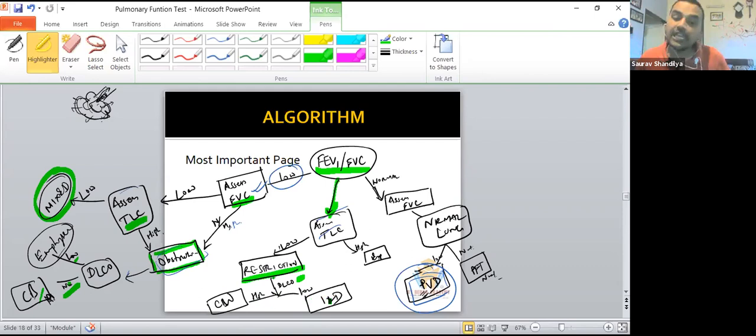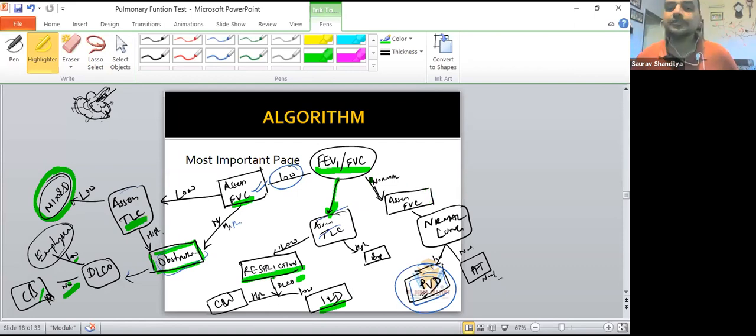But if it is a low DLCO, that means the alveoli are having trouble. Alveolar surface area is getting decreased or fibrosed, or whatever the problem be. Okay, so ILD, interstitial lung disorder, thick membrane, not able to pass. It's not able to pass the gas, so we are saying ILD.